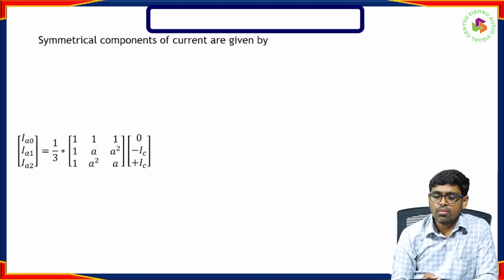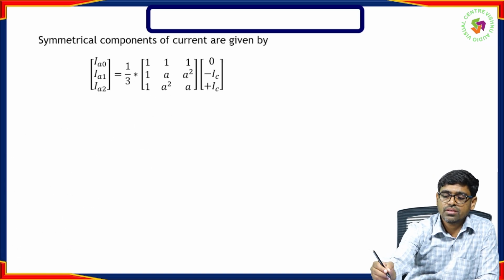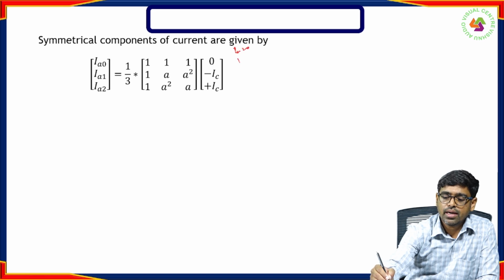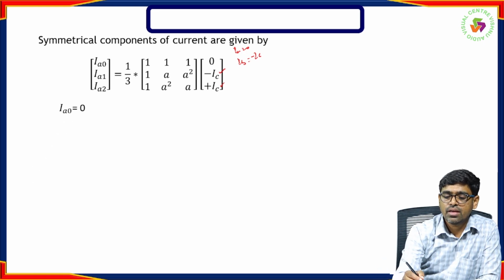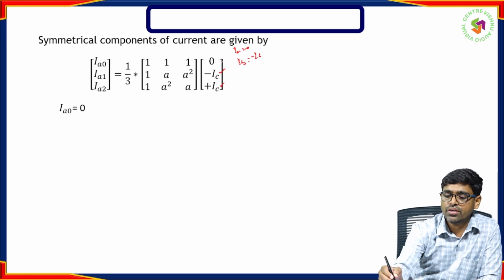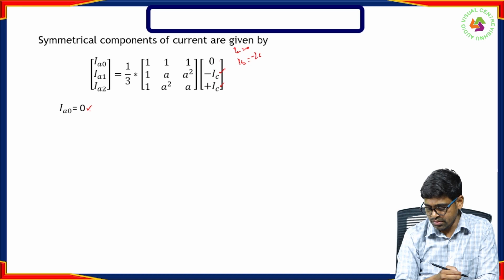Now the symmetrical component currents are given. We saw that IA equal to 0 and IB equal to minus IC. Now we can write the relation. IA0 equal to 1 by 3 into 1 times 0, 1 times minus IC, 1 times plus IC. Then it becomes minus IC plus IC, so IA0 equals 0.